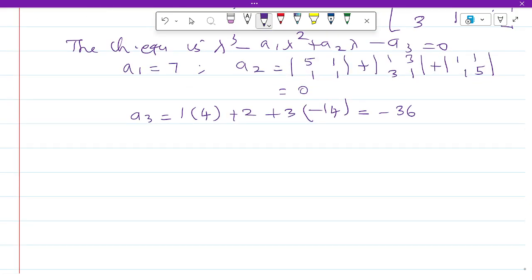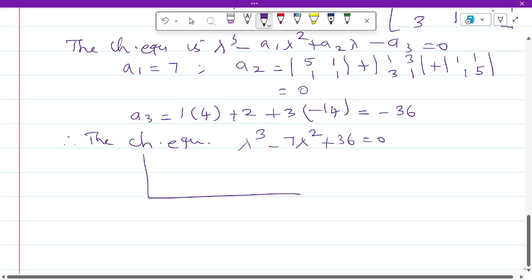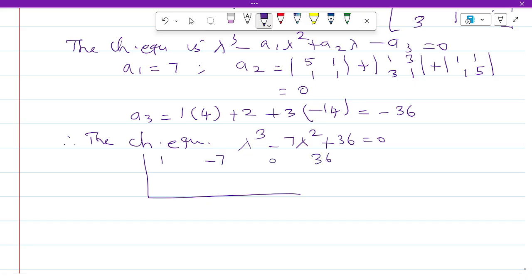So here the characteristic equation is, if you are able to solve with me, solve it, otherwise you can solve it afterwards. Just listen. Lambda cube minus 7 lambda square plus 36 equal to 0. Okay, so here 1 and minus 1 is not possible for this. So 1, minus 7, 0, 36.